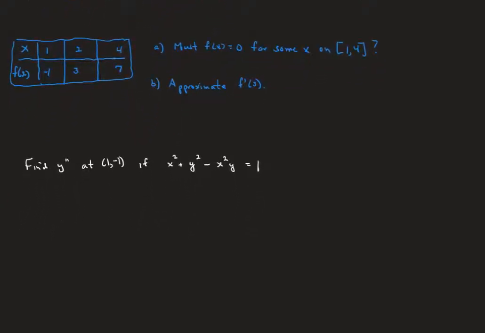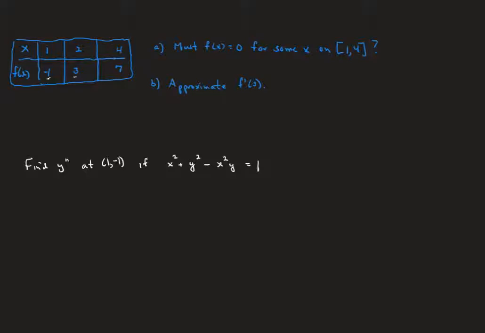Now, the next one, here we have only a few values of f, and it doesn't tell us any information. We don't know that f is continuous or differentiable. All we know is a few values. So part A, must f of x be equal to 0 somewhere on that interval? Well, at first glance you might say, well, here it's -1 and there's 3, so certainly somewhere in between there it must be equal to 0, which would be true if we knew that f was continuous.